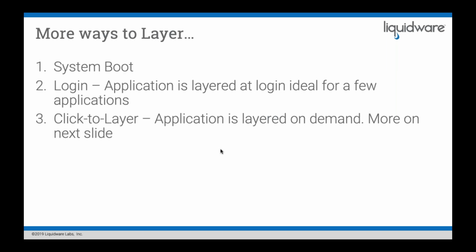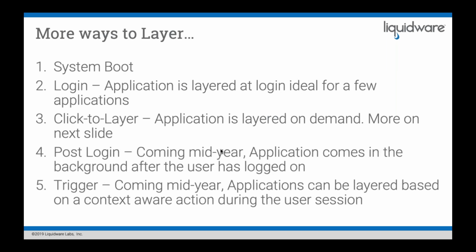So, more ways to layer. I already talked about these: boot, login, click to layer. In the next couple of months, we're going to have 2 more: post login. So basically, you can prioritize your applications when a user logs in, which ones get mounted first, and which ones then get mounted after those initial few are mounted. So it saves some time: the user gets their important apps first, they can start working, and then you trickle in the others after those are done.